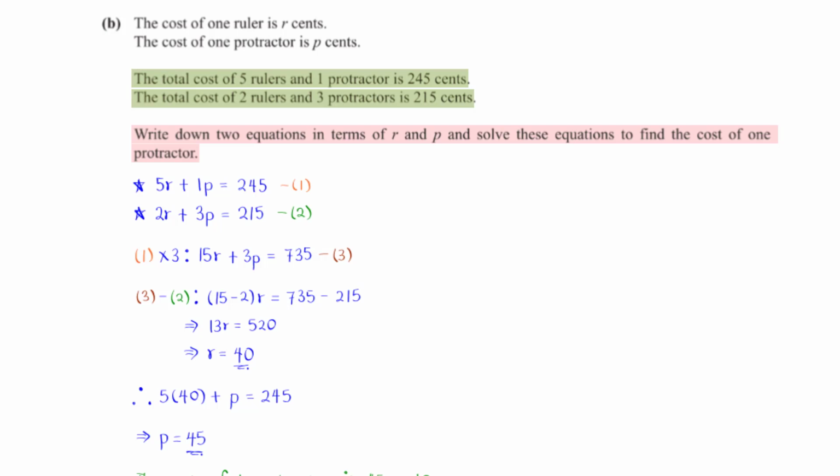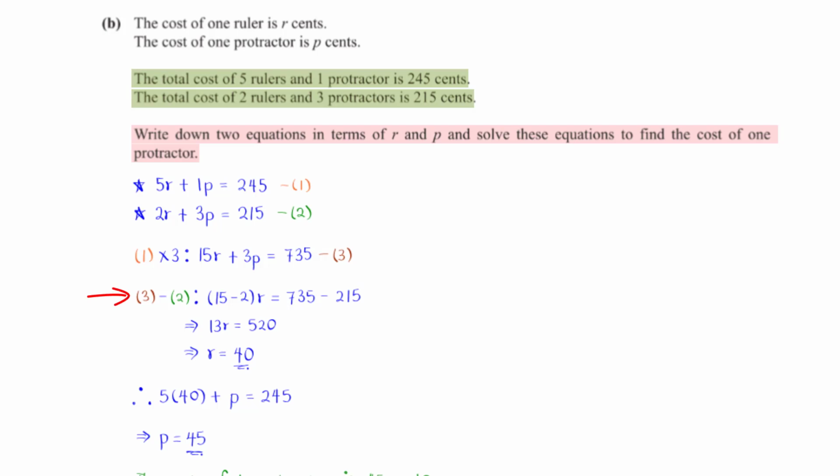And to do this, we'll multiply equation 1 by 3. 3 times 5R is 15R. 3 times 1P is 3P. And 3 times 245 is 735. Let's label this new equation equation 3. Now we can subtract equation 2 from equation 3.